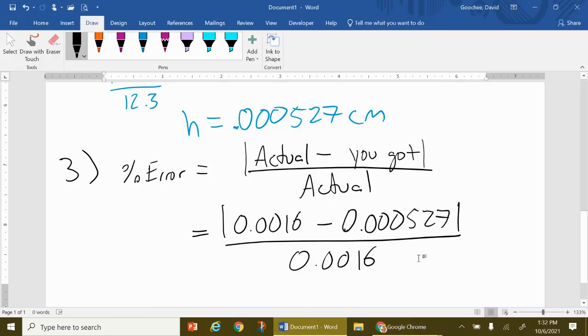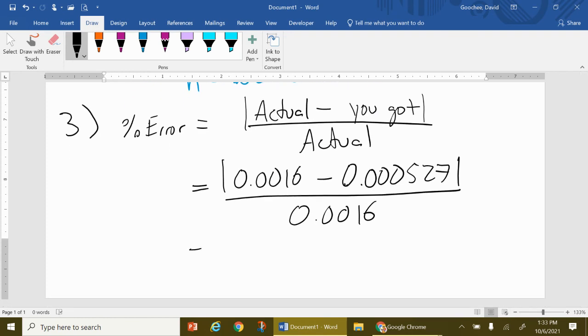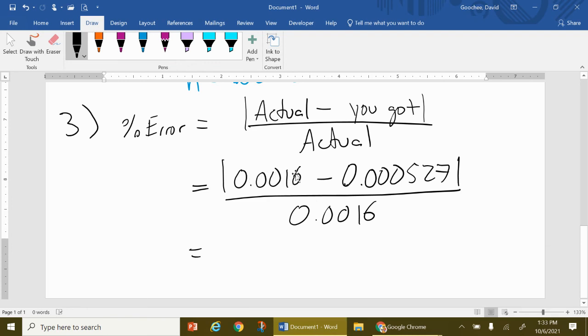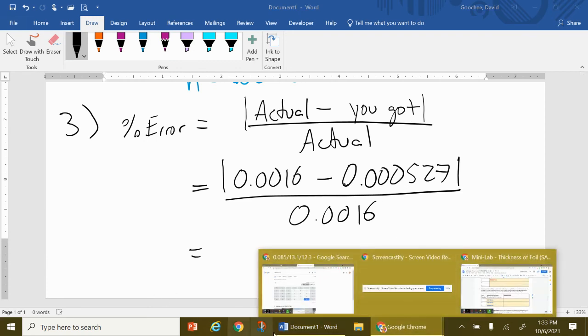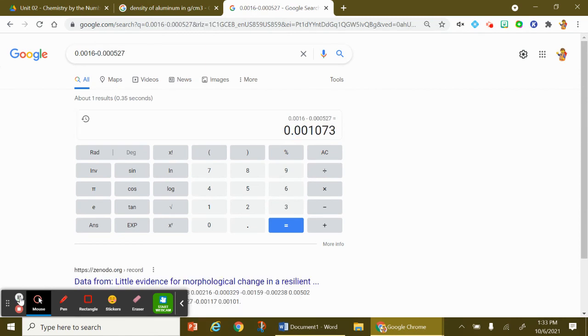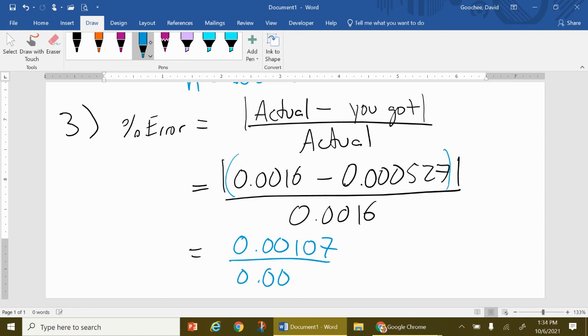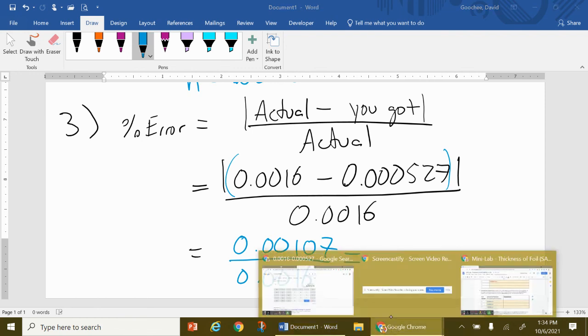Make sure I'm still recording here. I am. Great. Okay, so let me just plug that into a calculator. It's going to be a little bit messy. Let me see here. So I'm going to do this part first. 0.0016 minus 0.000527. Let's take a second. One second, folks. Okay, so that first part on top equals 0.00107. All right, so let me write this. 0.00107 on top. Okay, always do the part on top first, and then divide by 0.0016.